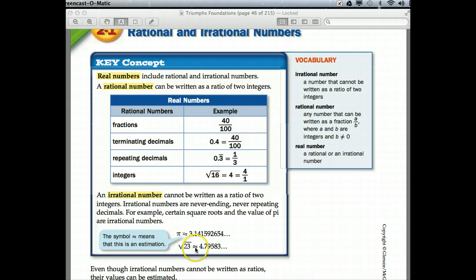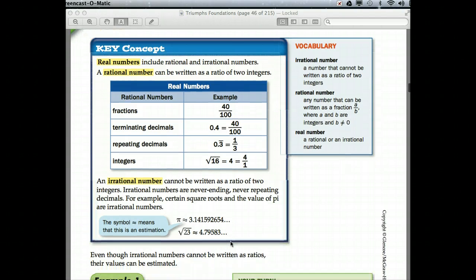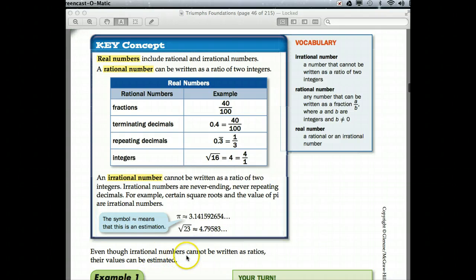Also, the square root of 23, it just keeps on going. It never repeats and it never ends. So these are irrational numbers. Now, even though irrational numbers cannot be written as ratios, their values can be estimated. So a lot of times when we see pi in a problem, we just would multiply it by 3.14.